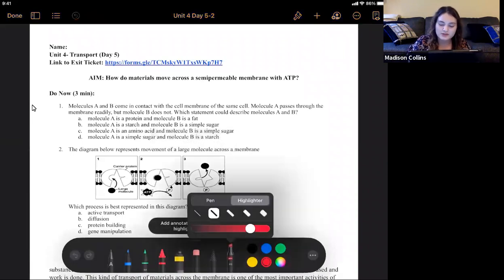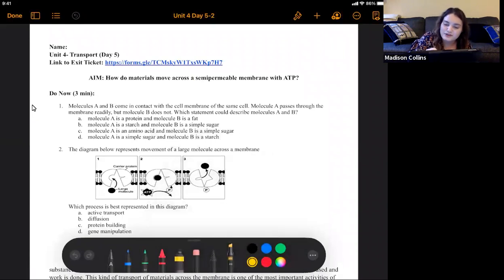The first being the word semi-permeable. We've probably heard this word before, right? We use this word when we talk about the cell membrane. And semi-permeable means that certain substances can pass through while others can't. Right, so certain substances can pass through while others can't.